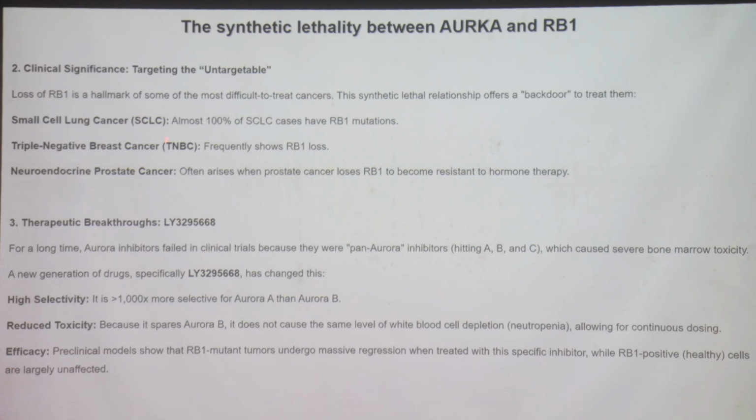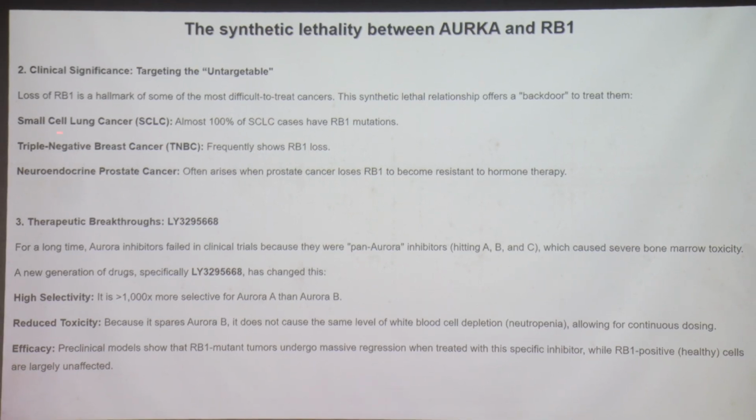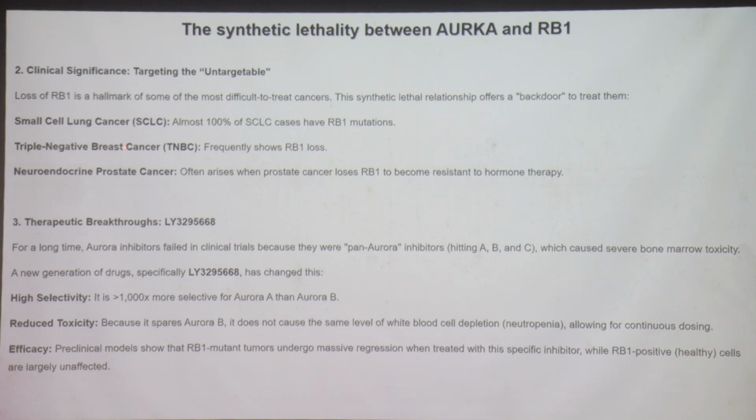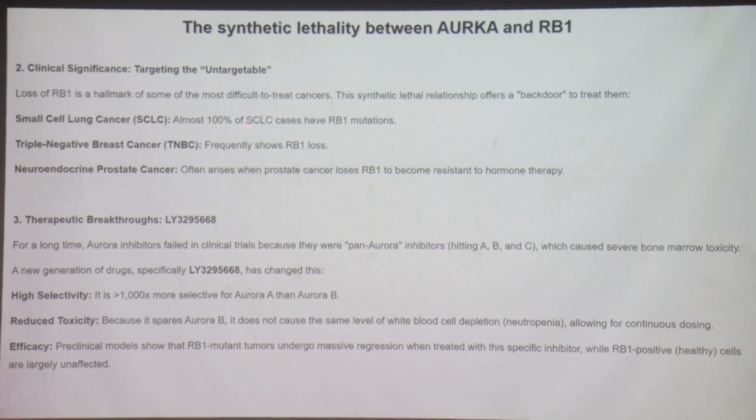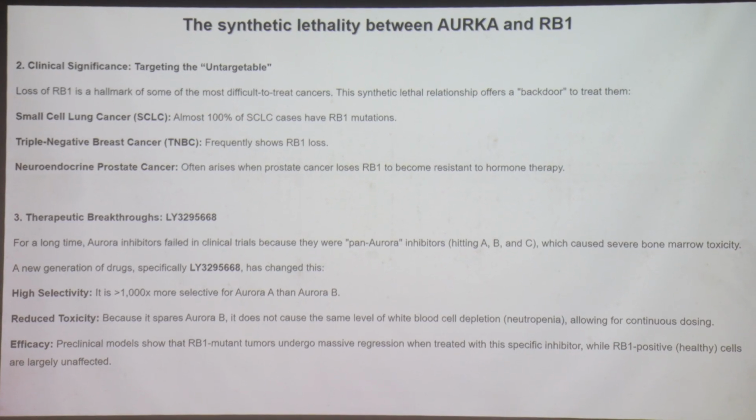Okay, so this is just telling you about different drugs against Aurora A, and these are pretty aggressive cancers, triple negative breast cancer, small cell lung cancer. Almost 100% of these cases have RB1 mutation. So loss of tumor suppressor is almost a hallmark of cancer. Neuroendocrine prostate cancer, remember, this is the latest man-made prostate cancer, they also lose retinoblastoma protein.